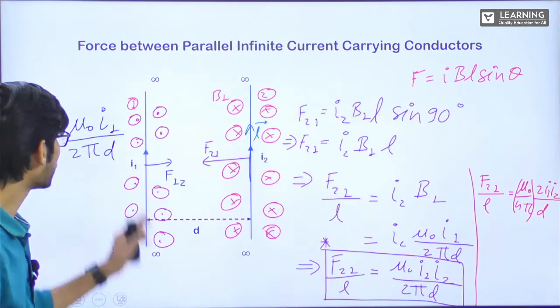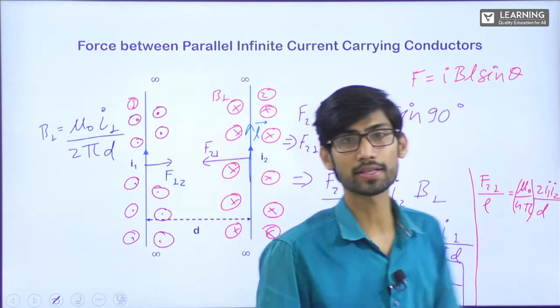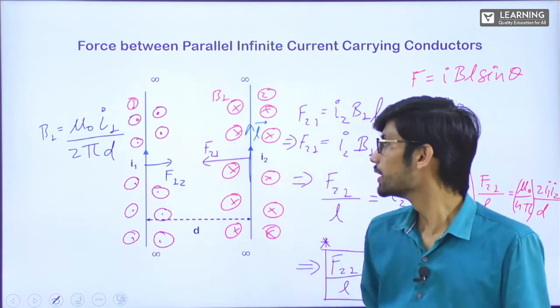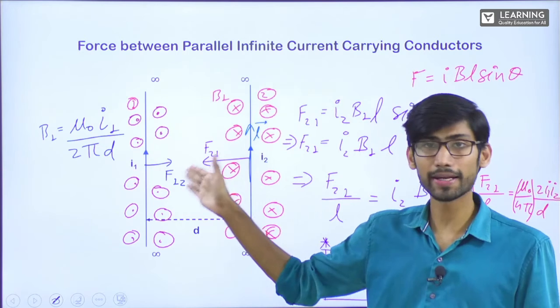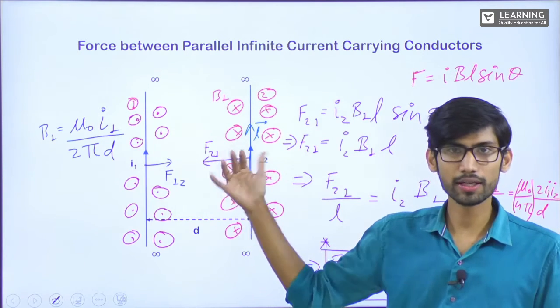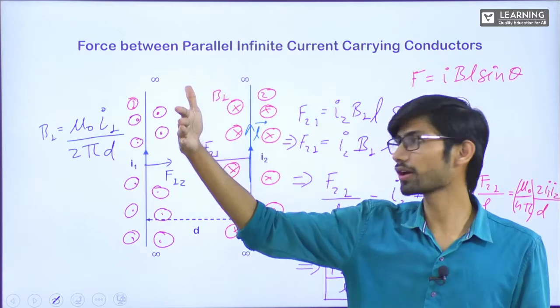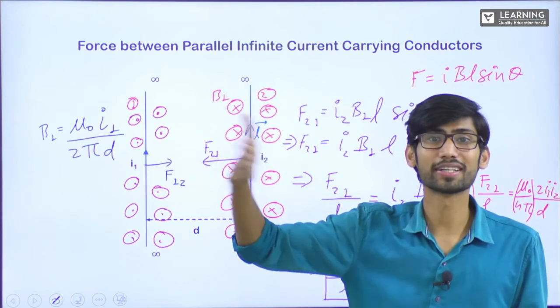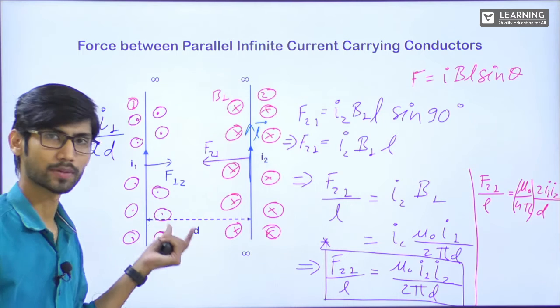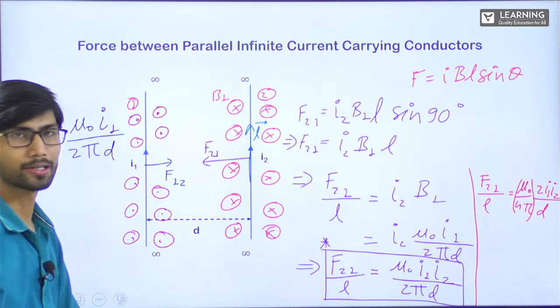Clear? The force that this wire will be experiencing, because now this conductor is there in a uniform magnetic field. The direction of force which it is experiencing: fingers in the direction of magnetic field, thumb in the direction of current, palm gives the direction of force, that is inwards. See, F12. All right. So everything is correct. Direction and all is set. Now we have to find the magnitude.